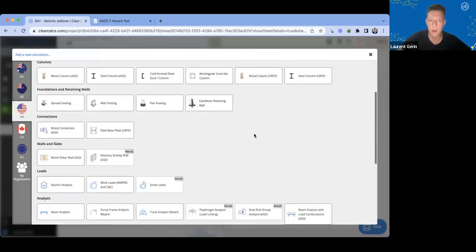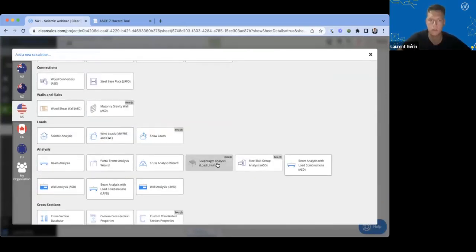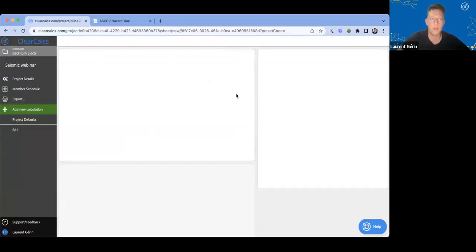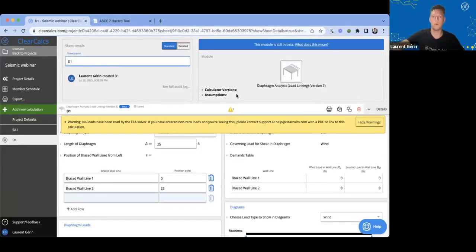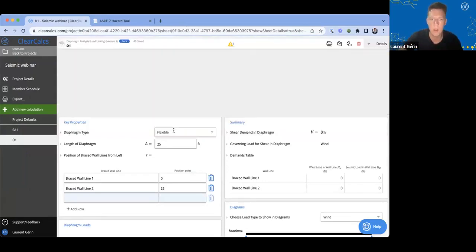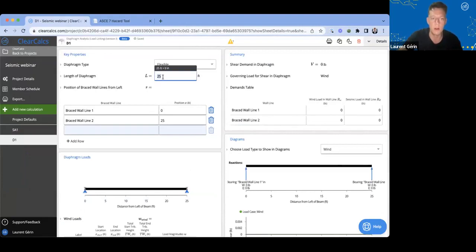And I'm going to scroll down now to diaphragm analysis. So the diaphragm is what's going to connect those lateral loads applied over the floor or the roof. That's what's going to take them into the shear walls. I mentioned we had a 30-foot wide building, so I'm just going to make this diaphragm 30 feet. We're going to stick to a flexible diaphragm since this is going to be a wood sheathed diaphragm.